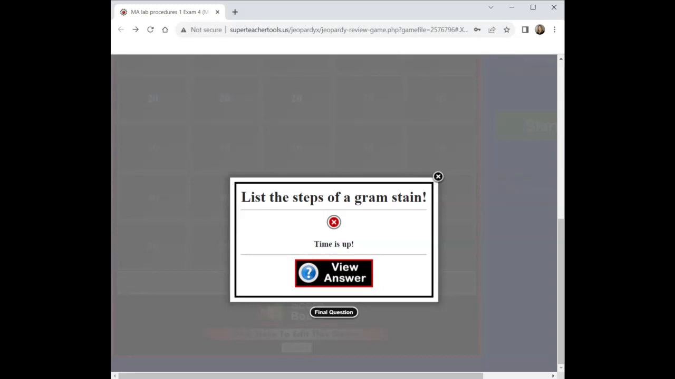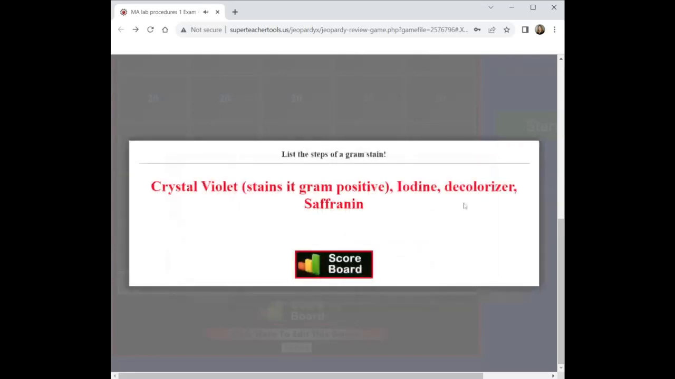Yep, crystal violet, iodine, decolorizer, and safranin. Those are the liquid steps. Yeah, you would blot it at the end. But as far as your test goes, blot isn't going to be one of them. It's just the order of the steps that you do with the liquids. Alrighty. So, yep. Crystal violet stains gram positive, because violet's purple, purple's positive, right? Iodine, decolorizer, safranin.